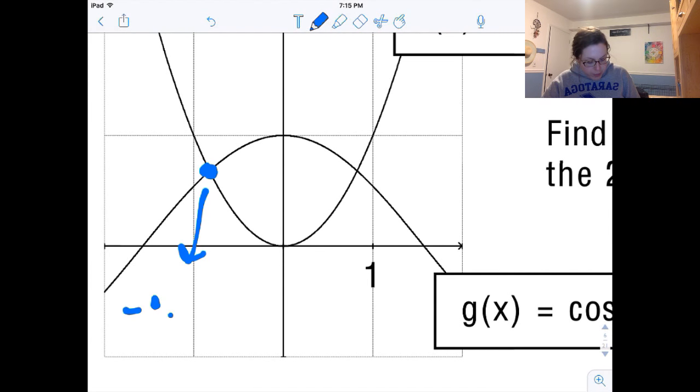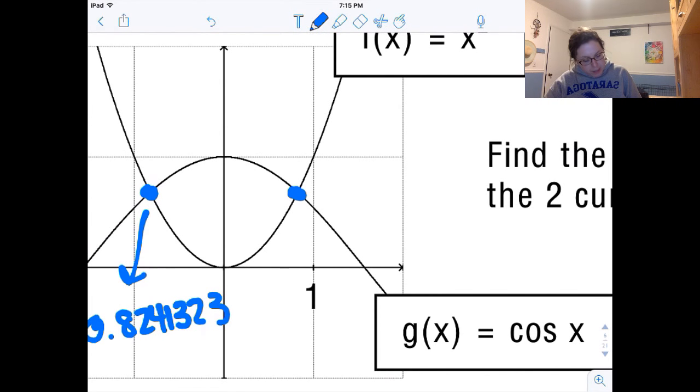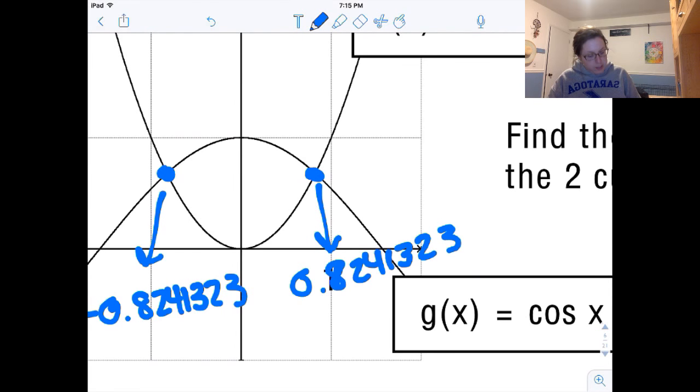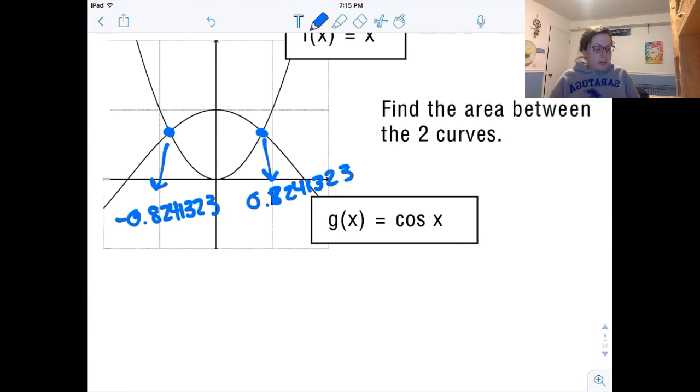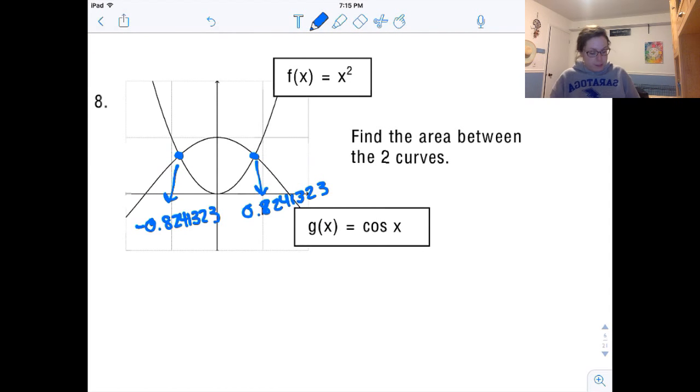negative 0.824133. This coordinate is just the positive of that because this is symmetric on either side of the origin. So we're really going to get a symmetric integral here, 0.824133. Those are my x values there. So when I integrate, those are going to be the bounds that I'm using, the intersection points of those.